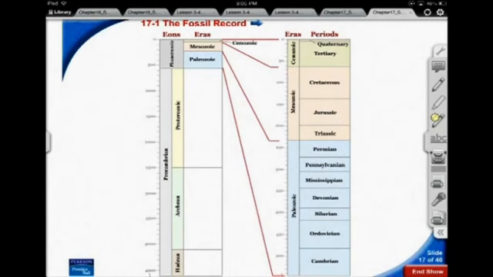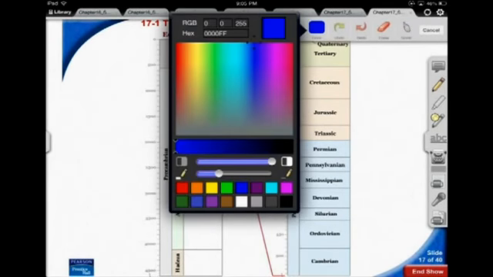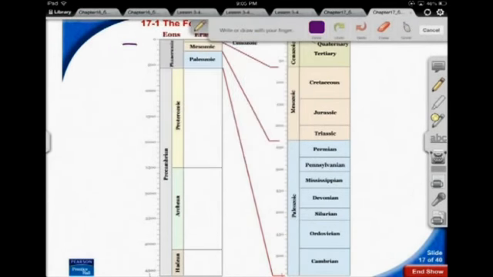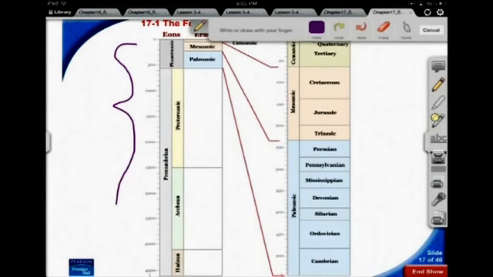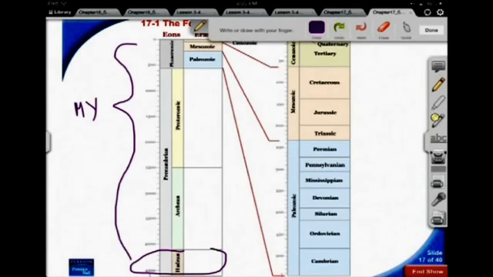The scale along this side, this right here, at this point we're looking at millions of years. And here's the formation of the planet down here in what we call the Hadean era, in Precambrian time, very, very ancient, 4.5 billion years ago.